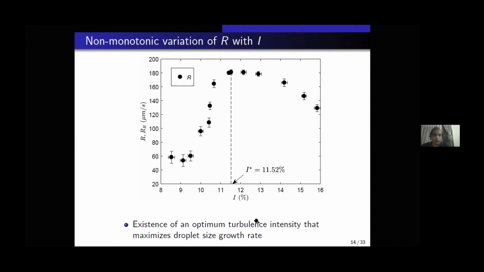I should also point out that we have been very careful in estimating an error bar. We have also been quite careful in estimating the residence times, and this trend of the existence of an optimum turbulence intensity is quite robust. There may be some changes in the actual values, but the presence of an optimum turbulence intensity was quite robust.